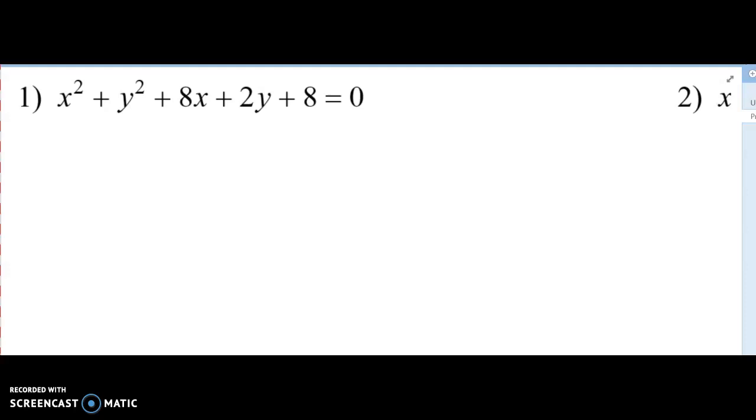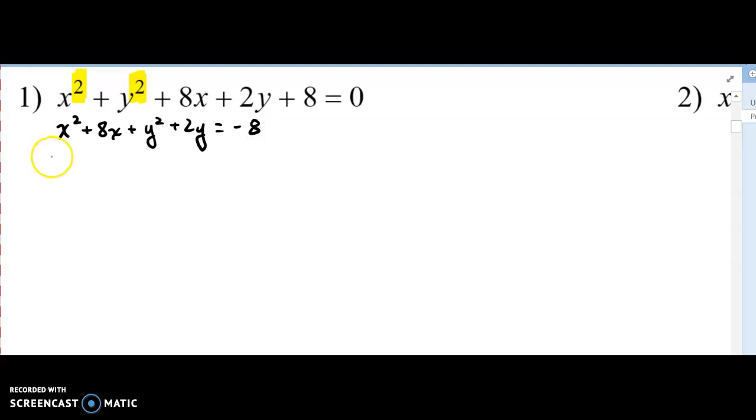Let's get started. Okay, so for the first one, what we want to notice here is that I have x squared and I have y squared. Okay, so that's one of the things that we're going to be looking for. So what I'm going to do is I'm going to rearrange things. And I'm going to put my x's together, so I have x squared plus 8x, and I'm going to put my y's together. I have y squared plus 2y. And I'm going to move my constant over to the other side, so subtract 8 from both sides.